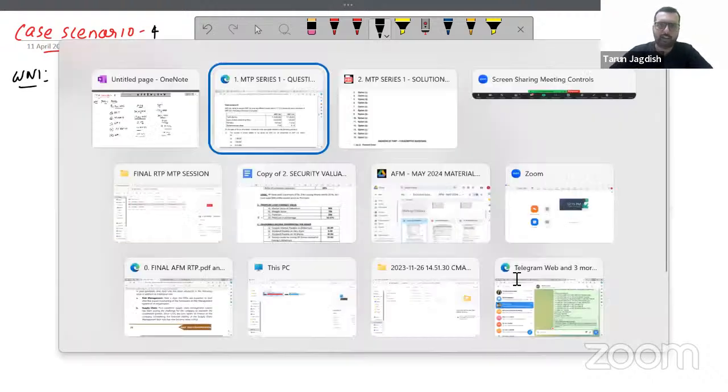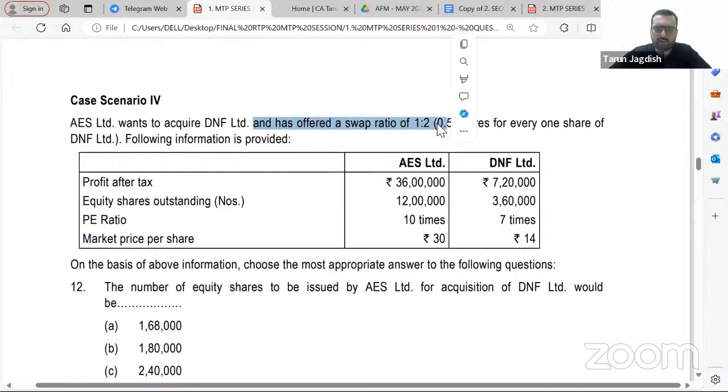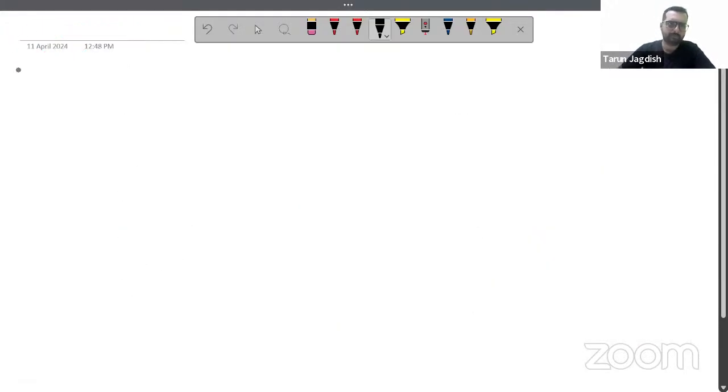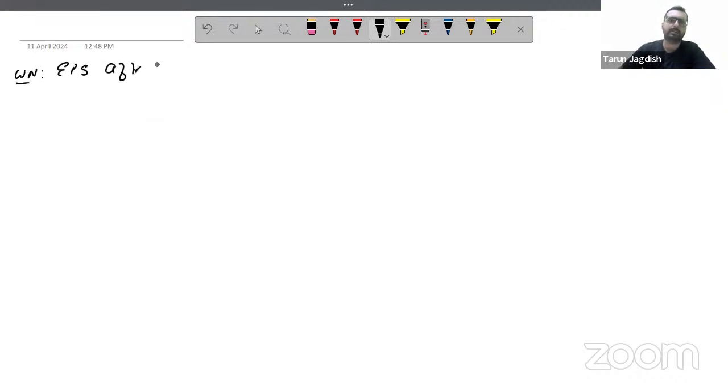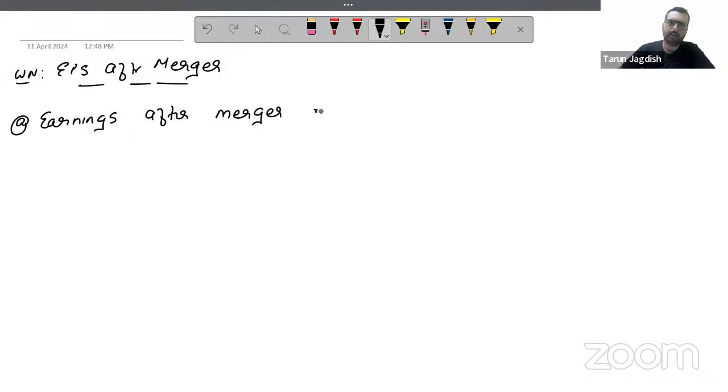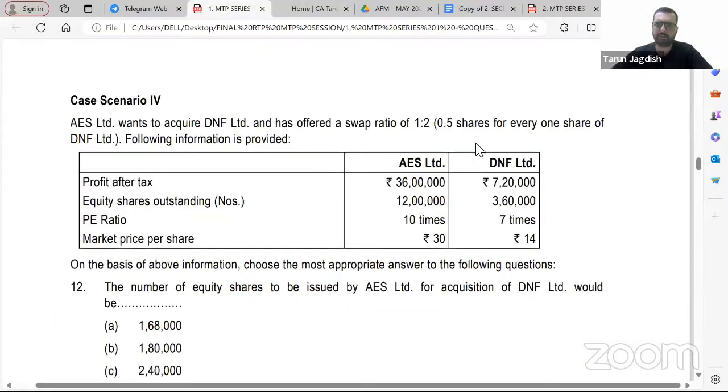Okay. Then let's read the requirement. They are offering a swap ratio of 1:2. So I'll write down EPS after merger. How do you find out EPS after merger? I will take whatever is my earnings after merger. So how much will be my earnings after merger? 36 and 7 lakh 20.